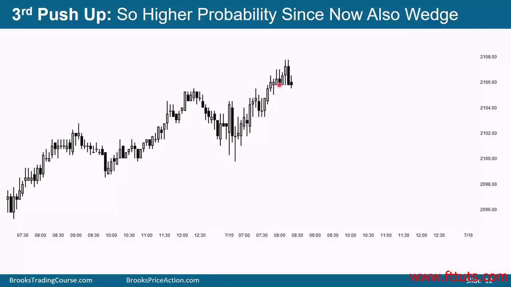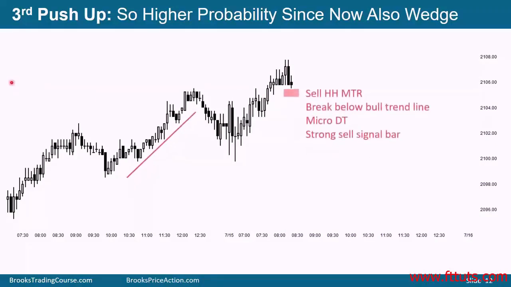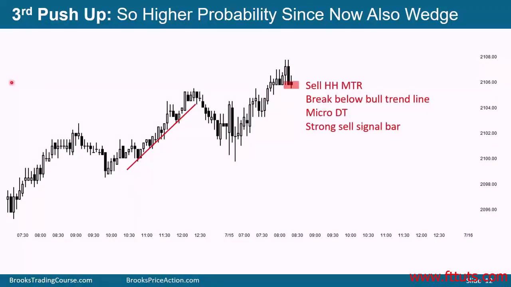But here we have a bear bar closing at its low. We have another bear bar closing at its low, a micro double top, and a wedge. This would be a higher probability short for a major trend reversal. Reasonable to sell on a stop below the low of that big bear bar.